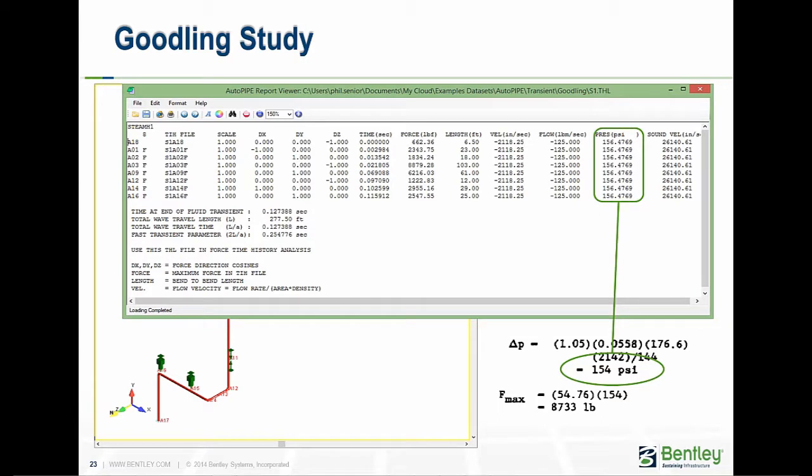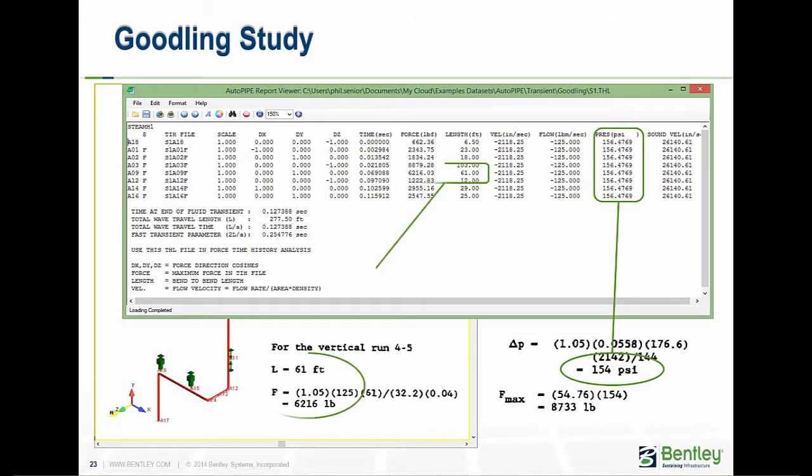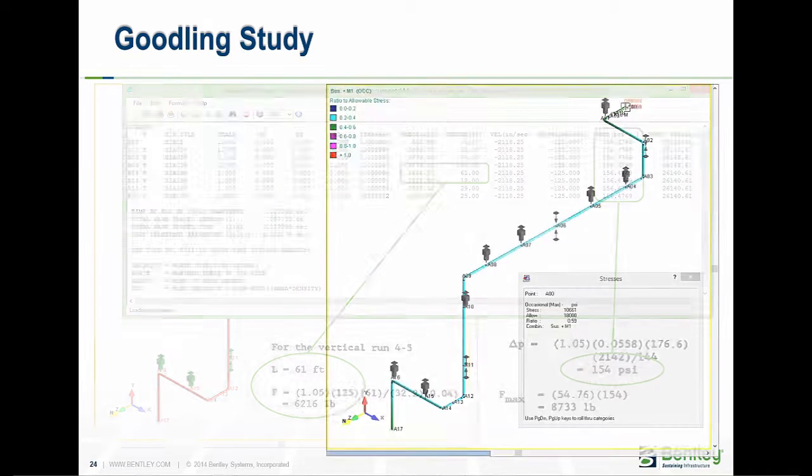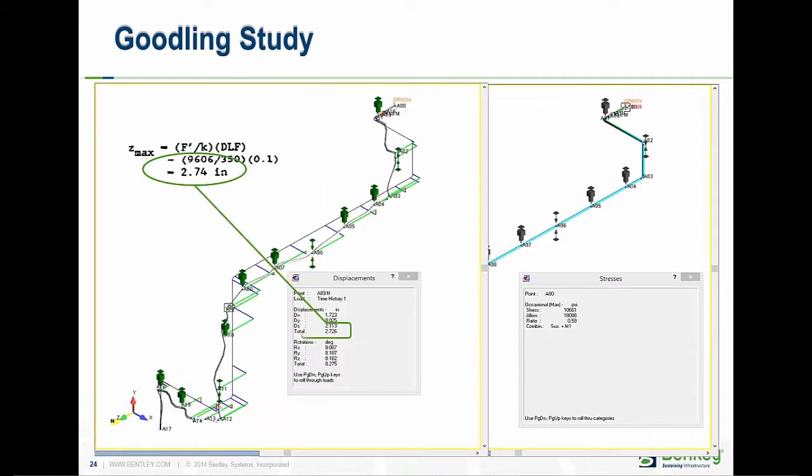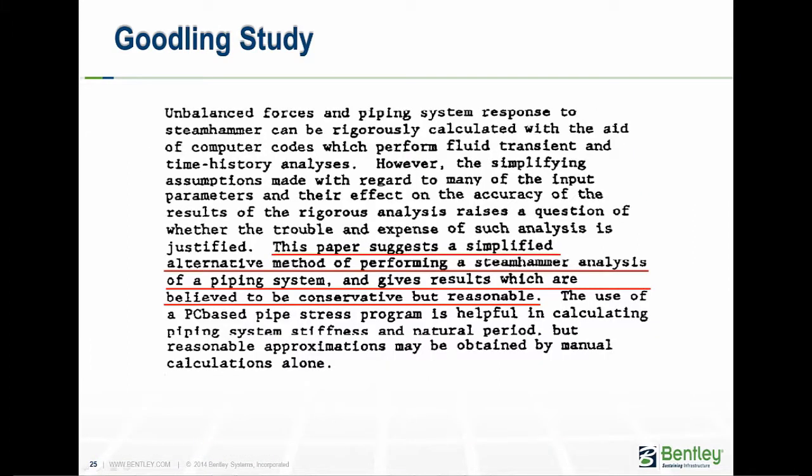We can see here a similar pressure rise of 154 psi is obtained, leading to a maximum force of 6,216 pounds in the 61-foot vertical line. The results of the analysis show that the occasional stress in the system is within acceptable limits. The maximum displacements in the horizontal line correlate with Goodlin's approach. Goodlin concludes that although sophisticated analysis is possible, he questions the need for it, when a simplified approach like the one adopted by AutoPIPE gives reasonable conservative results.